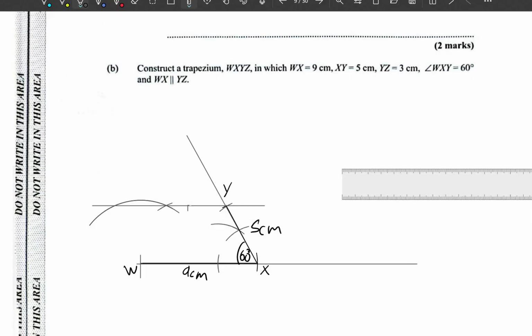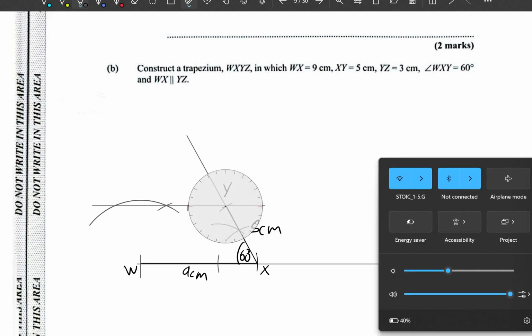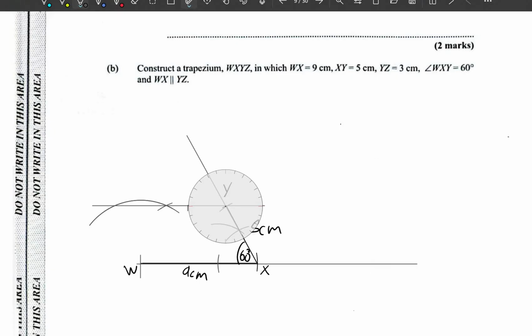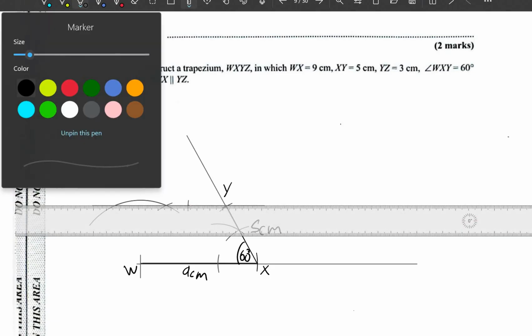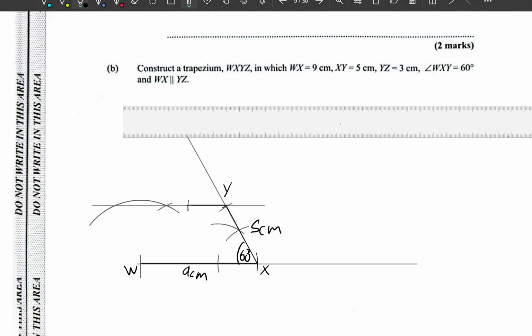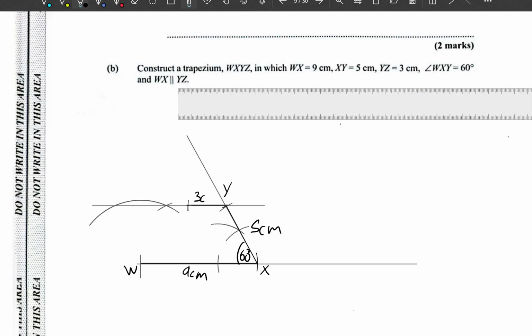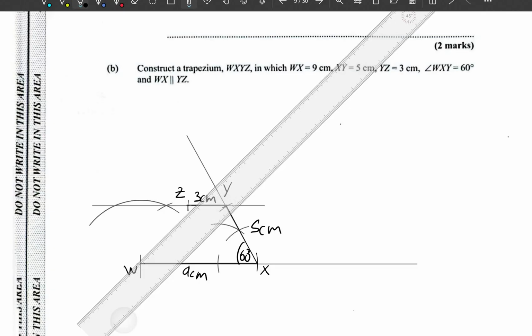Right. So let's go ahead and take our compass now, or protractor compass, and mark in that arc. Right, so that 3 centimeter point would be right here. Right, so let's take the ruler now and make that into a solid line. And that's going to be right here. Okay, and that distance is going to be 3 centimeters. At this point here, we have our Z. The last step now is to connect W to Z, and that would be our trapezium.